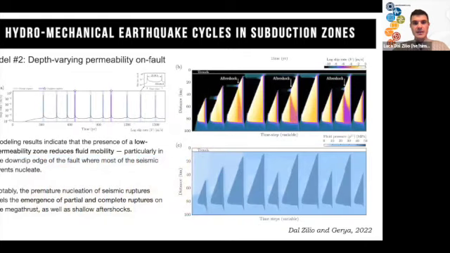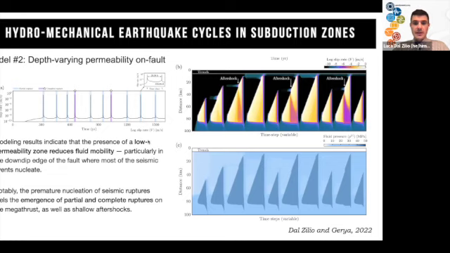The interesting result is that when we assume a depth-varying permeability, this could cause a depth-varying pore pressure evolution. And because of that, we can have the premature nucleation of seismic events at the bottom of the seismogenic zone. And because of that, we can observe a cluster of events with different sizes, from a partial rupture at the bottom of the seismogenic zone to larger events composed by an event and then an aftershock a few hours later, like in this example.